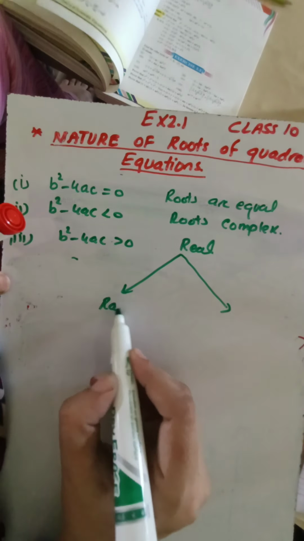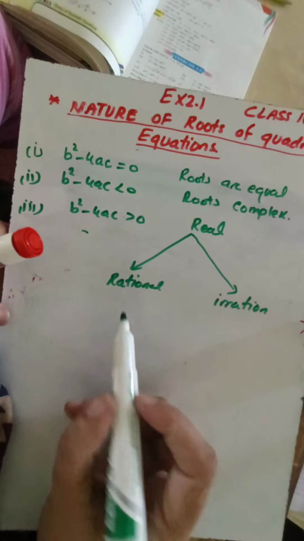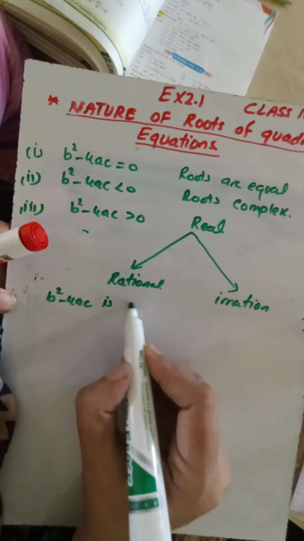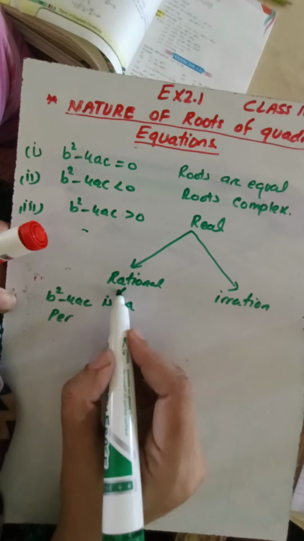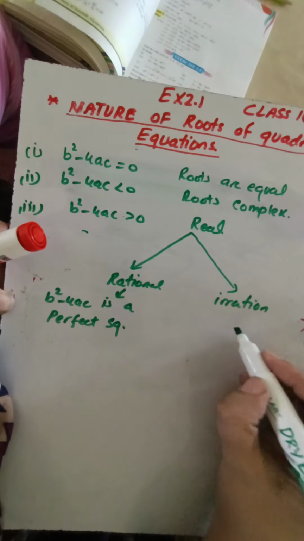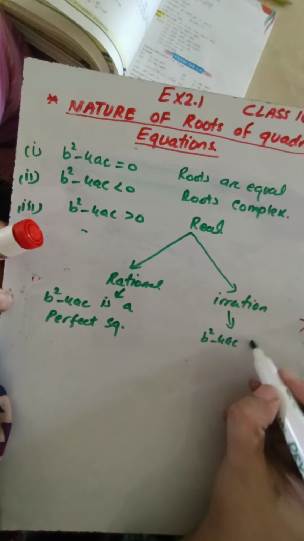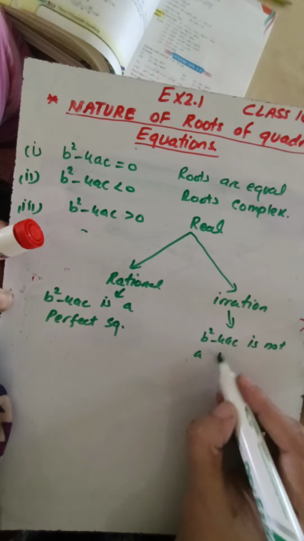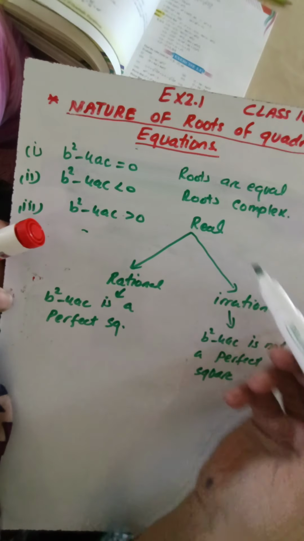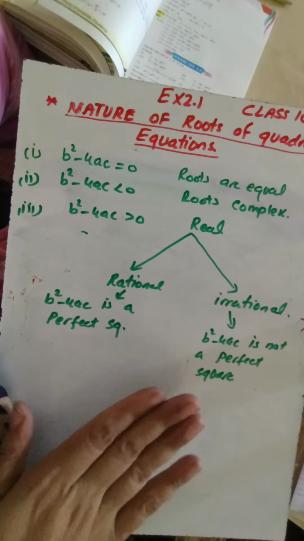And in this case we have two possibilities, whether the roots are rational or irrational. For that, once again we are going to see whether b square minus 4ac is a perfect square or not. If it is a perfect square, then roots are going to be real and rational. If b square minus 4ac is not a perfect square, then the roots are going to be real, but they are going to be irrational. Okay, so this is the whole thing that we did in this lecture.